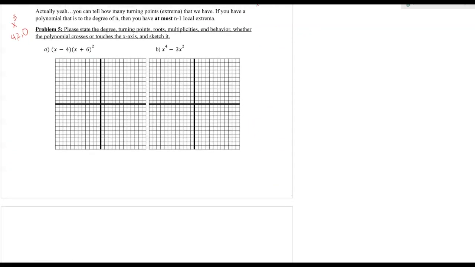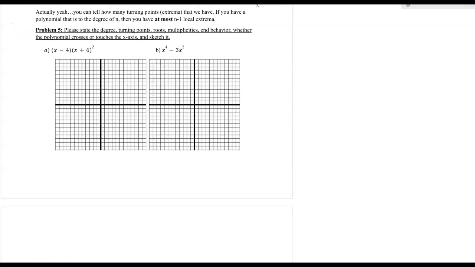Alright, so if I have my degree, let's just go in order. So my degree, if I multiplied all this out, I would get an x cubed as my eventual term, because this part would give me an x squared, and then this part would just give me x squared times x if I had to multiply that all out. So my lead term would be x cubed, meaning that my degree would be 3.